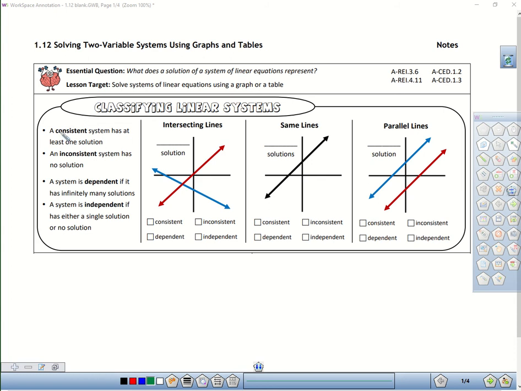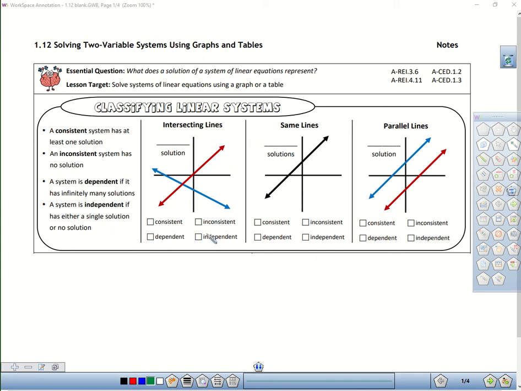So a consistent system has at least one solution. An inconsistent system has no solution. And a system is dependent if it has infinitely many solutions. And it's considered independent if it has either a single solution or no solution.